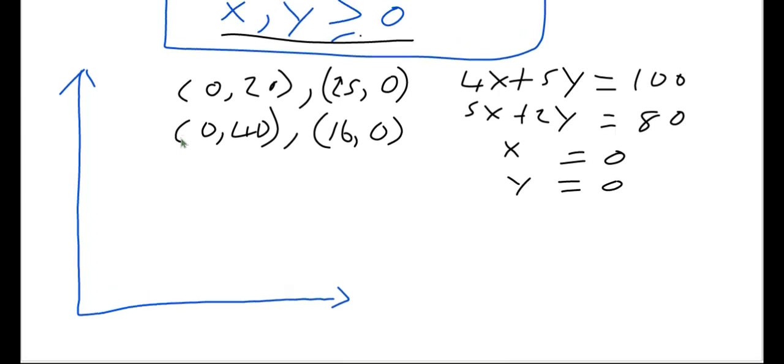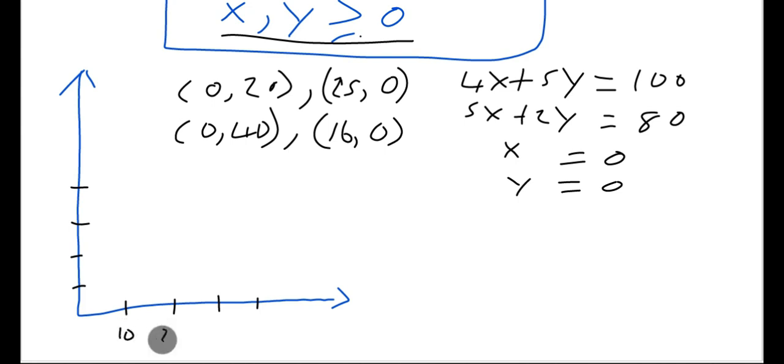So I'll just label our points here. I'll have 10, 20, 30, and 40. So this is 10, 20, 30, 40.